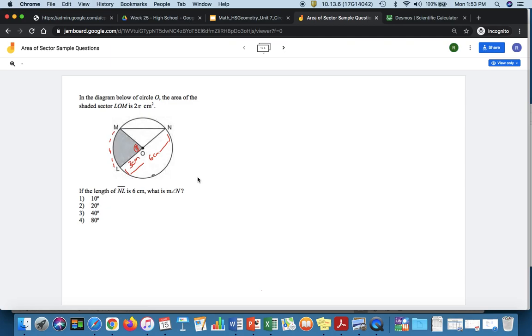To figure that out, we're going to use the formula that the angle divided by 360 degrees times pi r squared will equal the area of the sector. So in this case, we're going to have angle MOL over 360 degrees times, in this case, 3 squared, which is just 9 pi. And we were told that the area is equal to 2 pi.